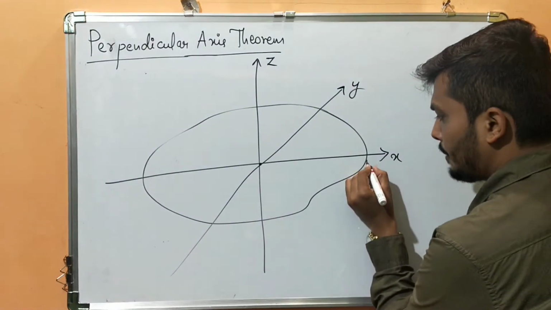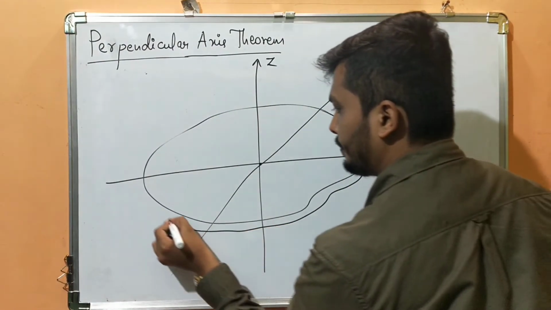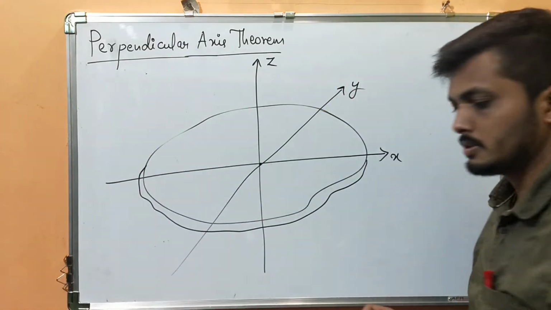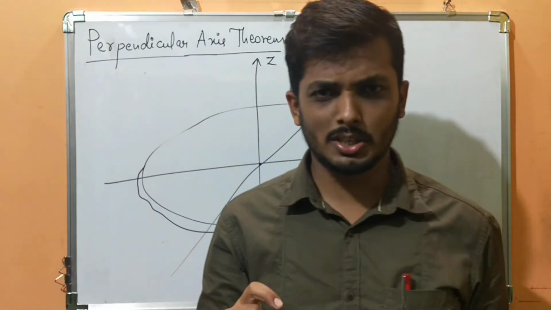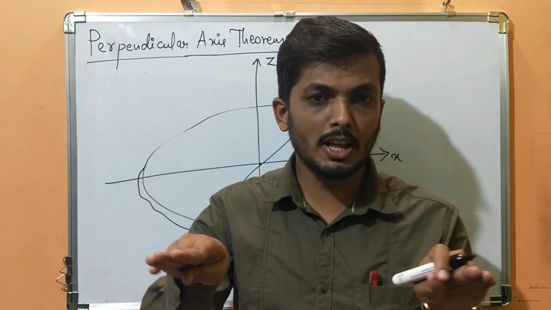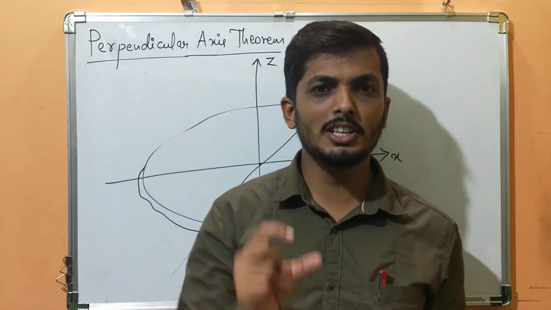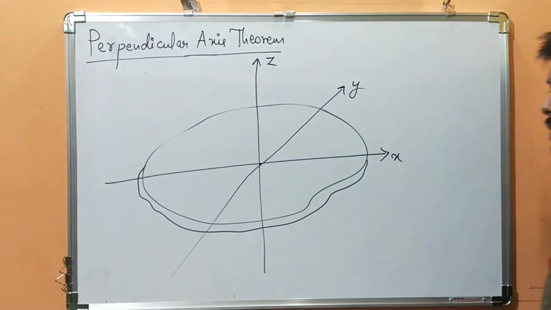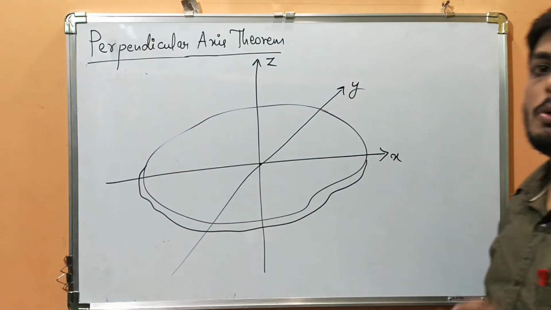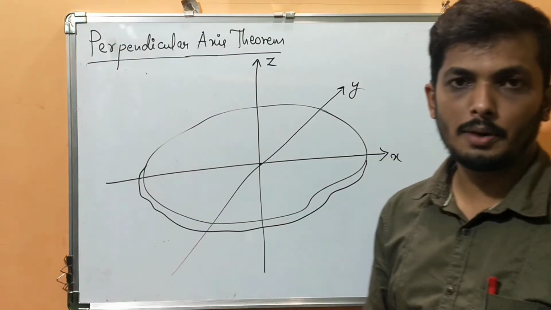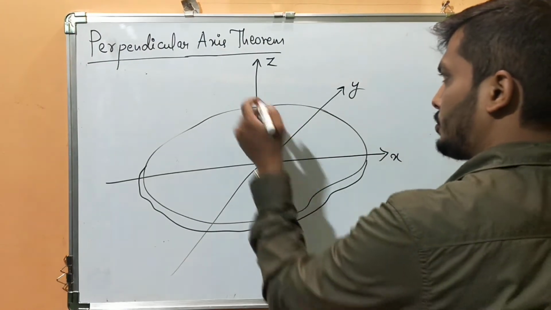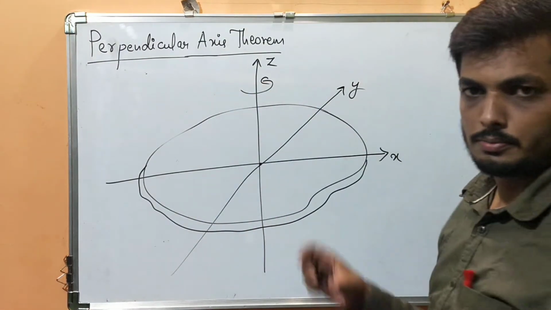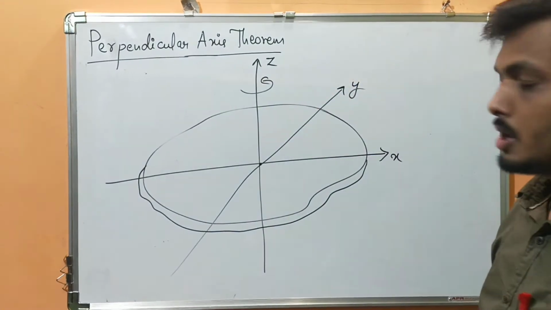Now imagine it's a plane lamina. Okay, a plane lamina. Plane lamina in the sense it's a thin metal sheet. A 2D object, a planar object whose thickness is negligible. You can consider thickness equal to 0. It will be very small. So suppose you want to find the moment of inertia of this plane lamina about this z axis, suppose it is rotating anti-clockwise about this axis.